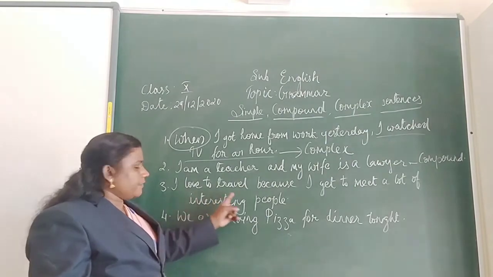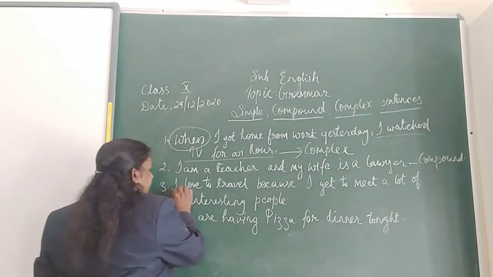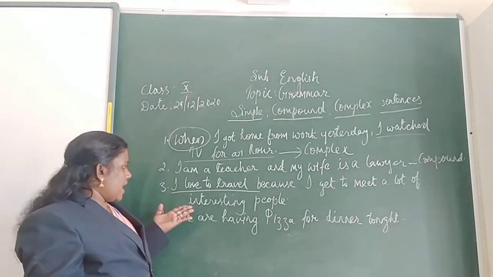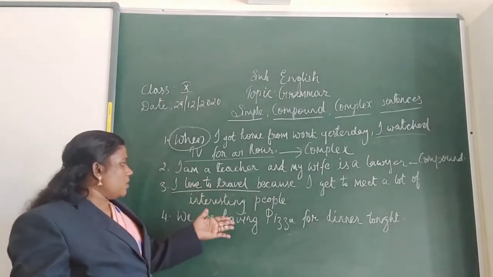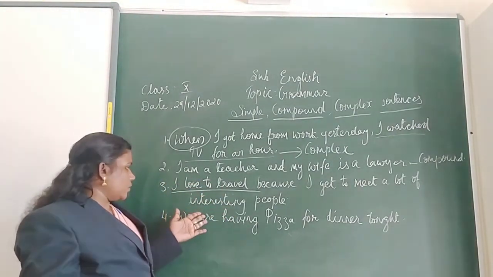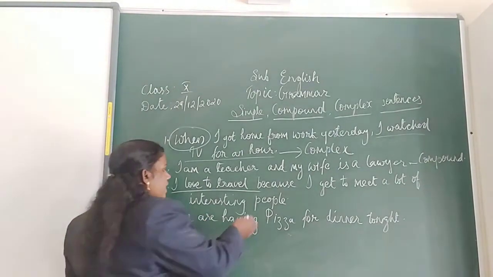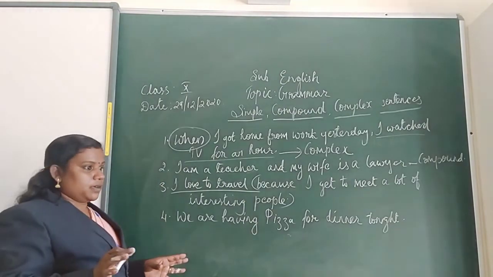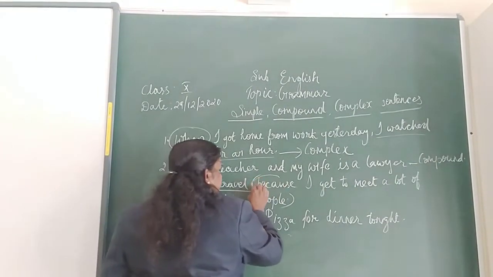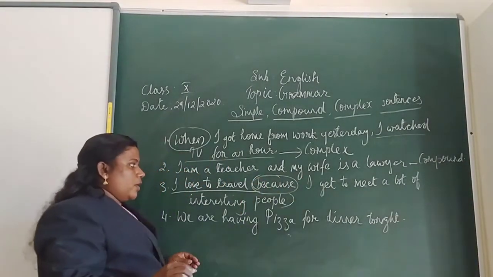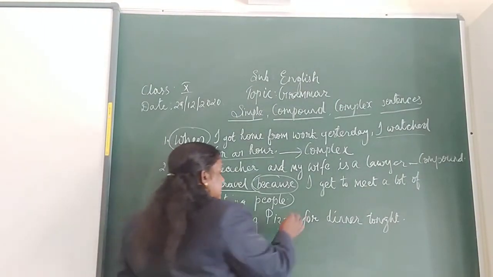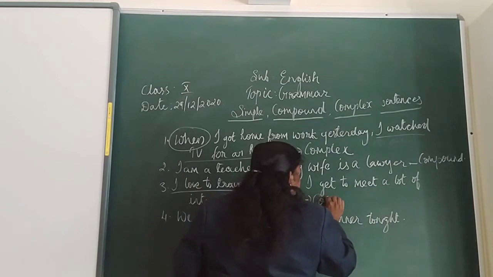Okay, so here, I love to travel because I get to meet a lot of interesting people. I love to travel. This is one independent clause. We are getting complete meaning. Here you see, "because I get to meet a lot of interesting people" is one dependent clause, and "because" is a subordinate conjunction. So this sentence is a complex sentence.